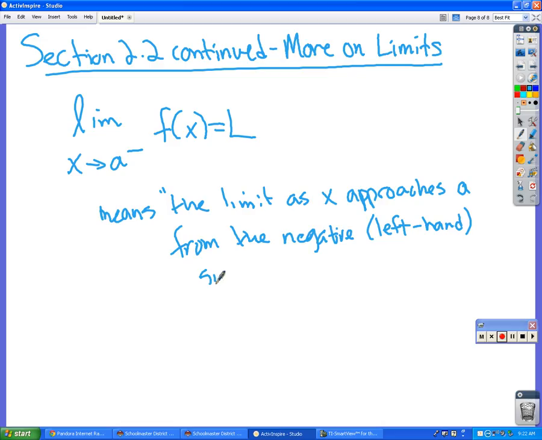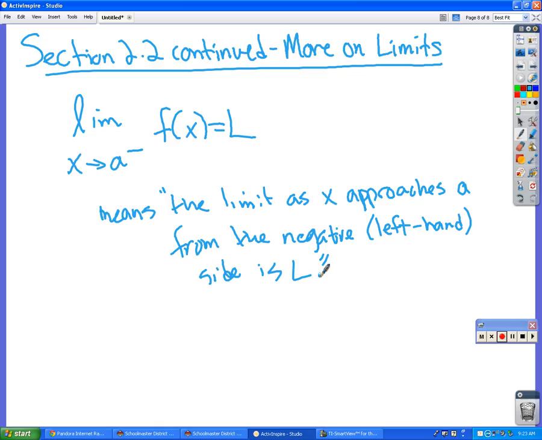No, that's not a typo. The negative sign is not supposed to be in front of the A. We're not taking the limit as x approaches negative A. What that says is the limit as x approaches the number A, whatever that is, from the negative side. Okay? Well, we don't know what it's going to be.